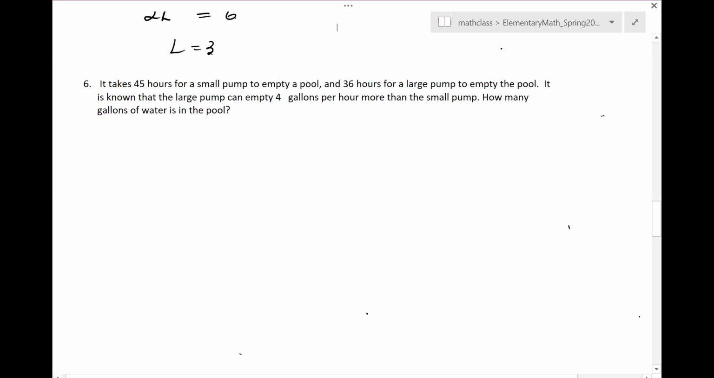We don't know how many gallons. Right, let's draw the picture. You need to know the rate. You don't know how much water the pool has. The small pump takes 45 hours to empty it. Think about this problem. 36 hours for the larger pump.